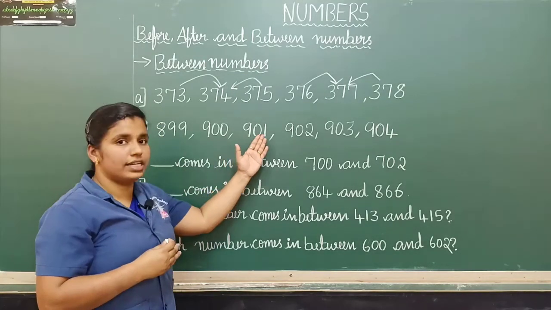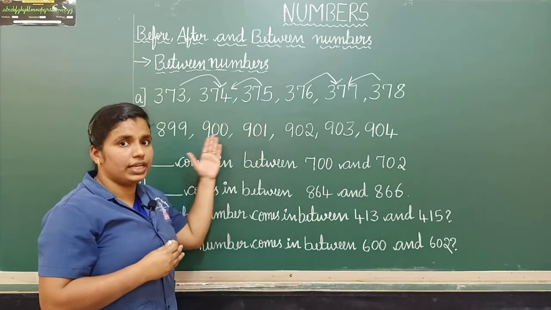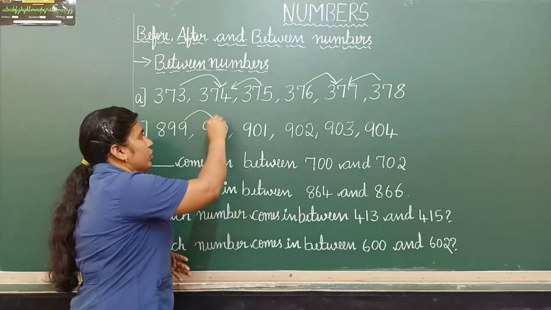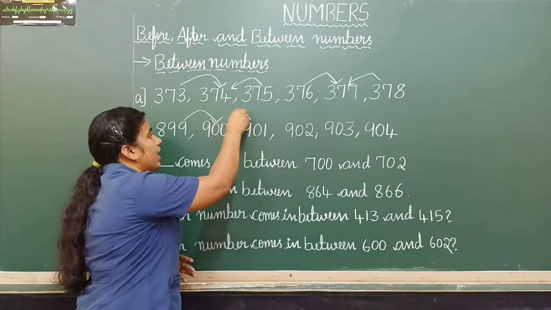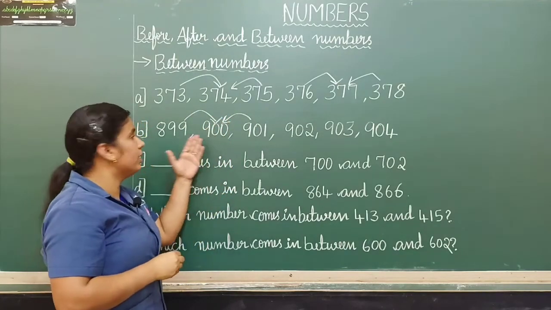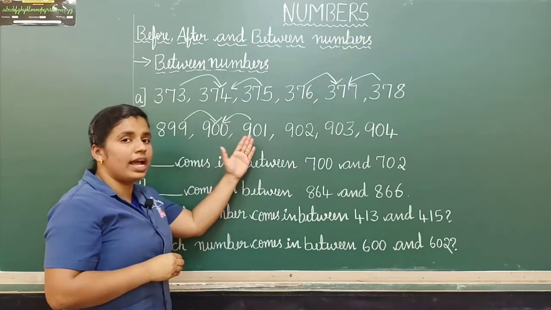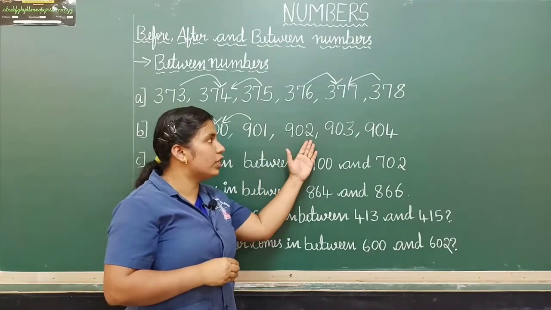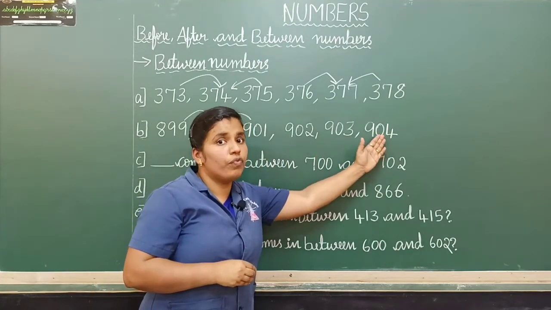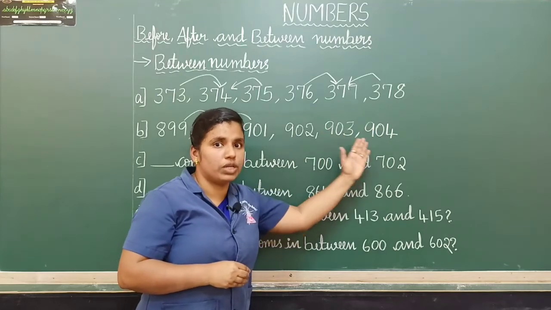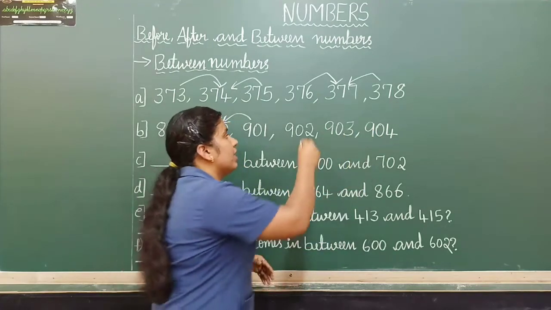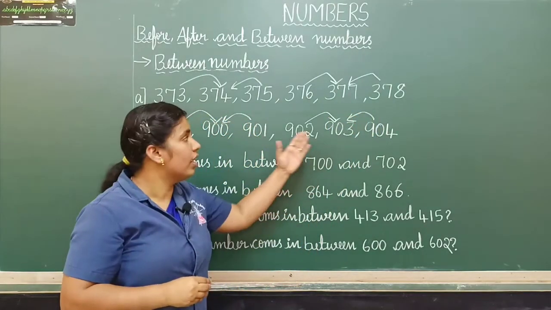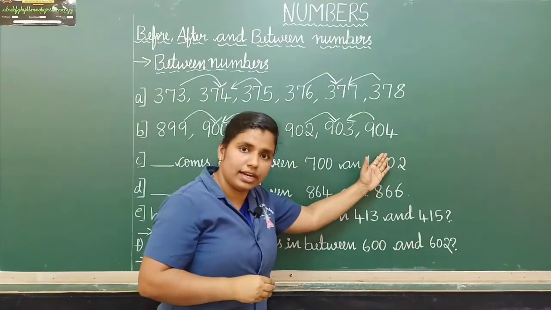Let us solve one more example. 899, 901. Which number do we get in between these two numbers? Very good, 900. 900 is in between 899 and 901. What about 902 and 904? Which number comes in between these two numbers? 903. 903 comes in between 902 and 904.